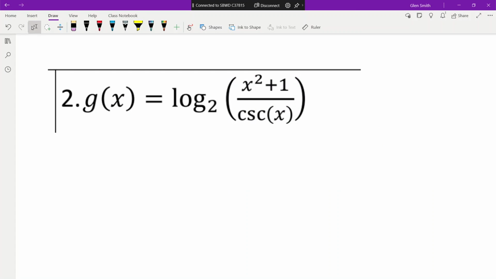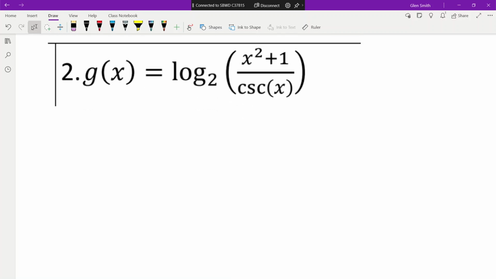Okay, here's number 2. So, the big rule here, you can definitely see a quotient rule in there, right? That's a big old fraction. Let me do the quotient rule. But that quotient, for inexplicable reasons, is inside of a logarithm. Okay? So we have to derive the log first.